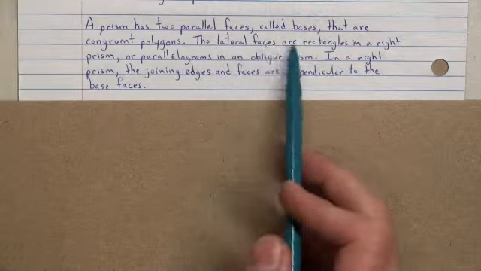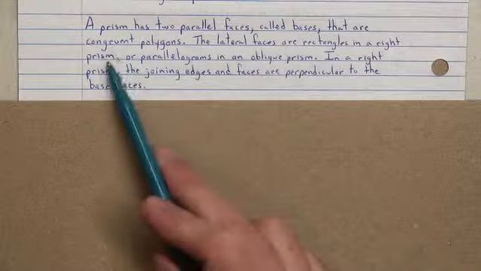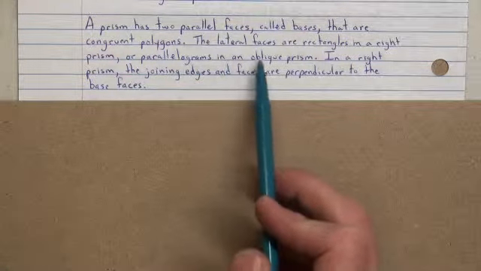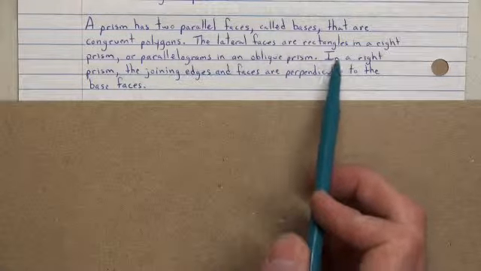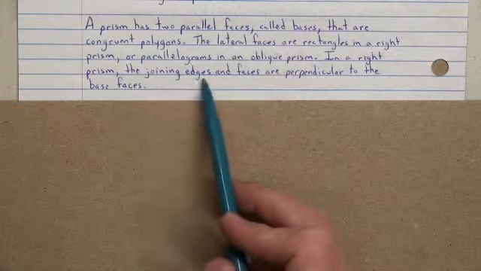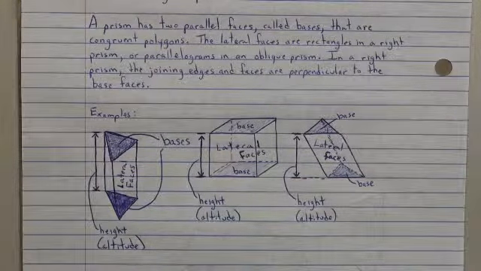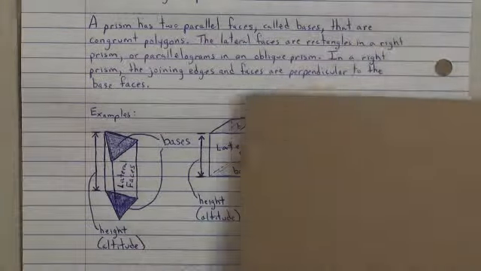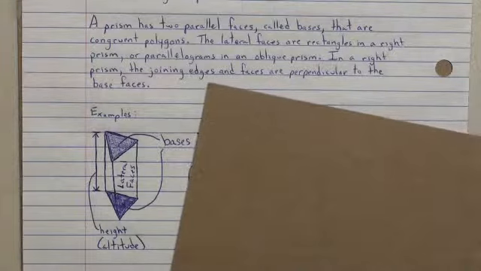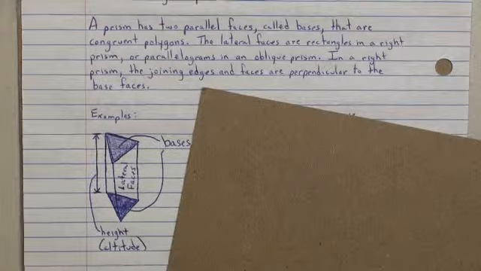The lateral faces are rectangles in a right prism or parallelograms in an oblique prism. In a right prism, the joining edges and faces are perpendicular to the base faces. So let's look at some examples of what this means. Let's just cover this one up for now and look at just the one on the left.